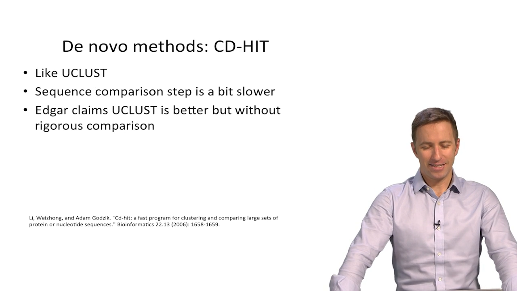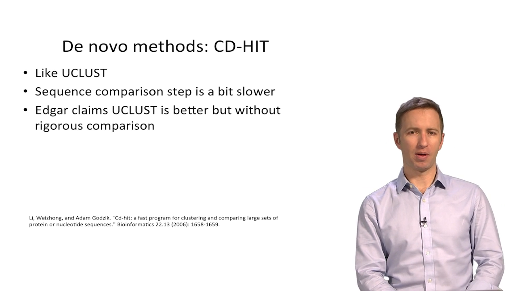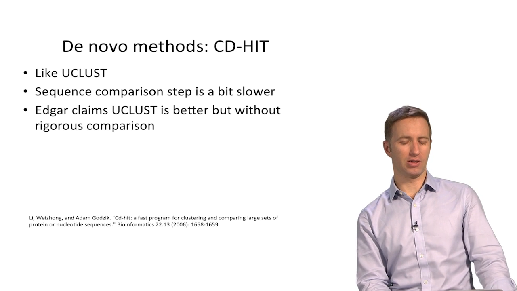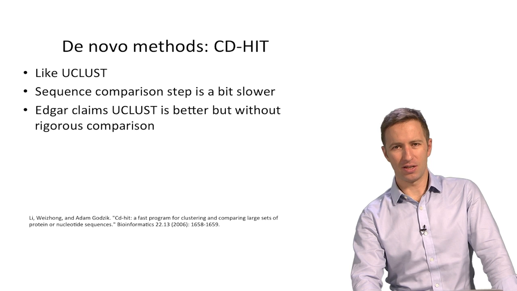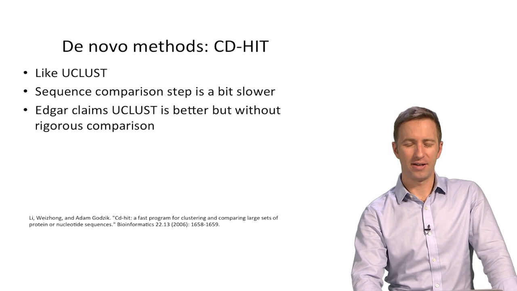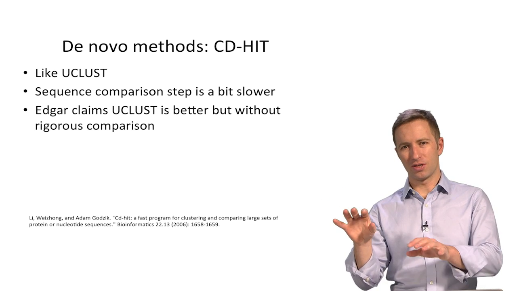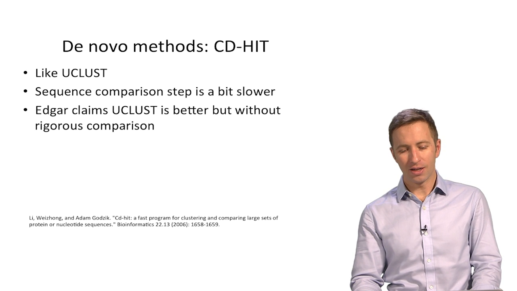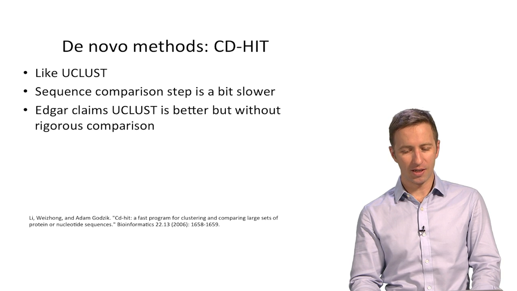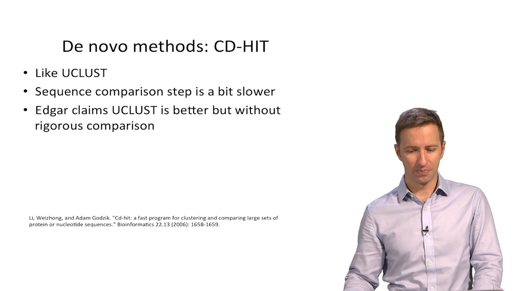Next method, CD-HIT, was the first major player in this space. It was published in 2001 originally for clustering protein sequences. It's almost identical to Uclust, except it doesn't use the fancy trick for comparing sequences to each other, where you use the overlap in k-mers. So it's a lot slower. Edgar, the author of Uclust, claims Uclust is better and produces better clusters, but there hasn't really been a rigorous comparison.